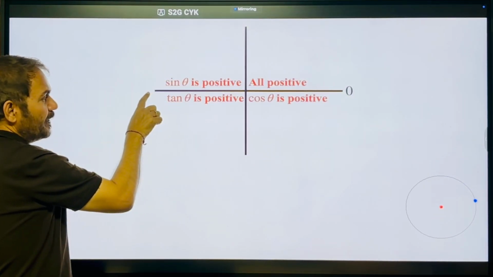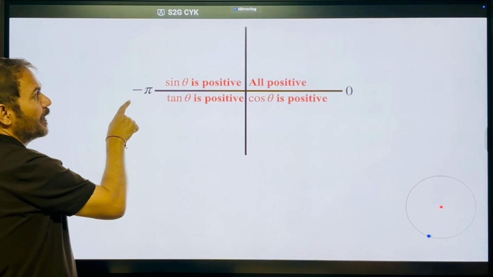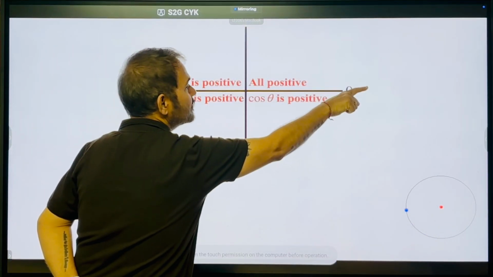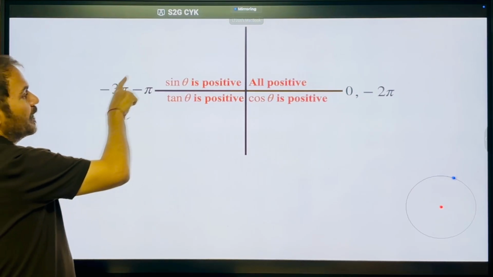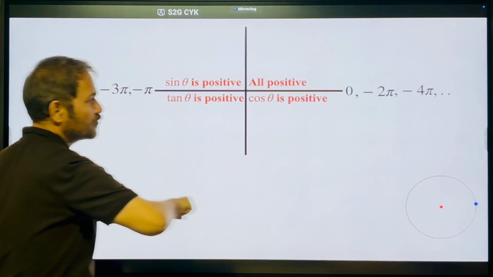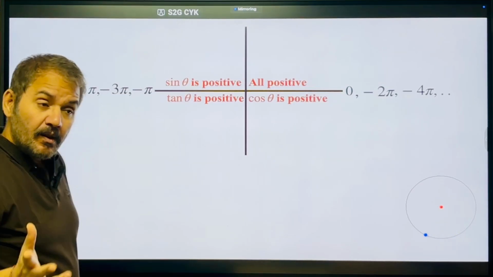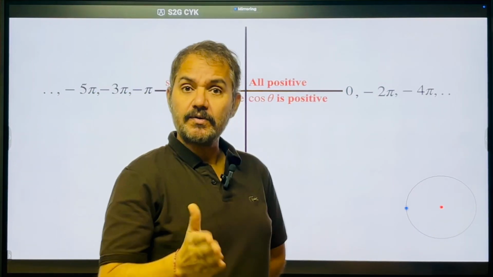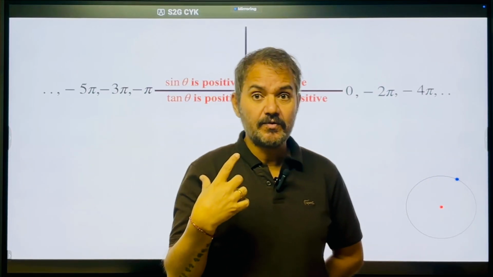Now we get pi here, but since we are moving clockwise, so what do we get? Negative pi. Keep moving. Next will be negative 2 pi. Next will be negative 3 pi, and so on and so forth, when we move in the negative direction, right? Sine, cosine, tangent, their properties remain the same in these quadrants.